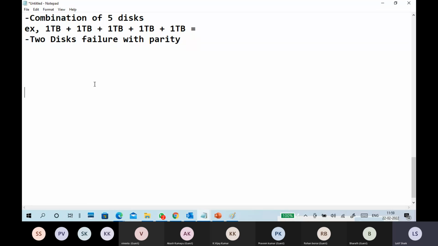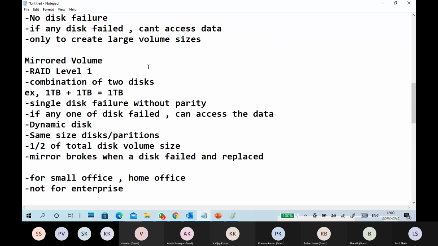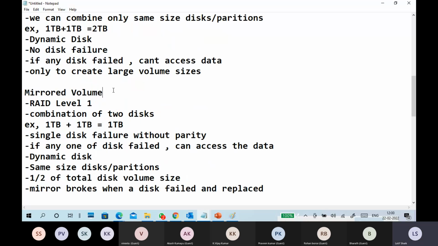That is a risk, because every 2-3 months, or 4 months, or maybe 6 months, all of a sudden the disk fails, so you may not access your data. Which volume will you suggest in that situation? Mirror volume. Okay, good. Any other? Actually, mirror volume is the correct one.